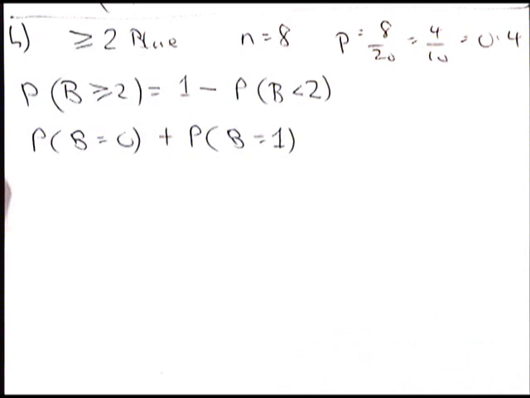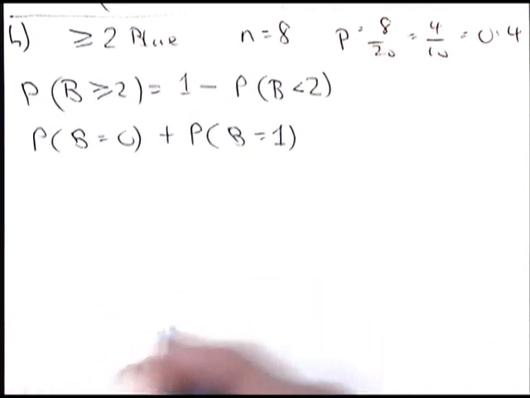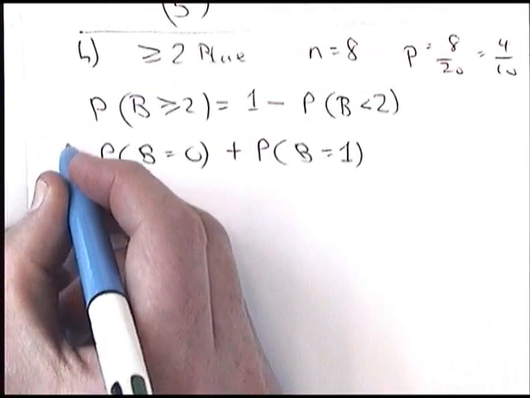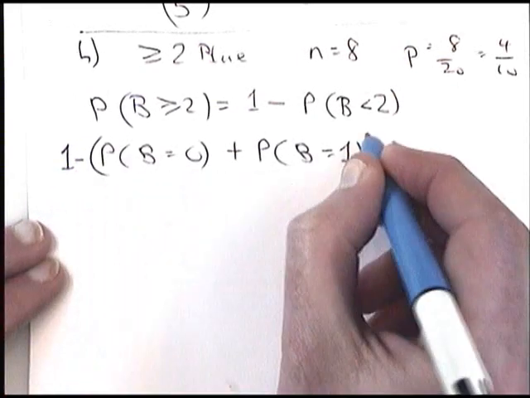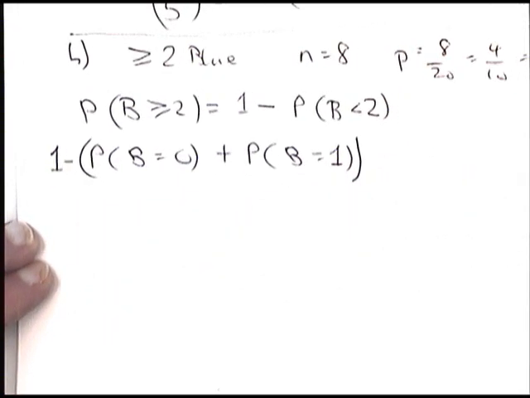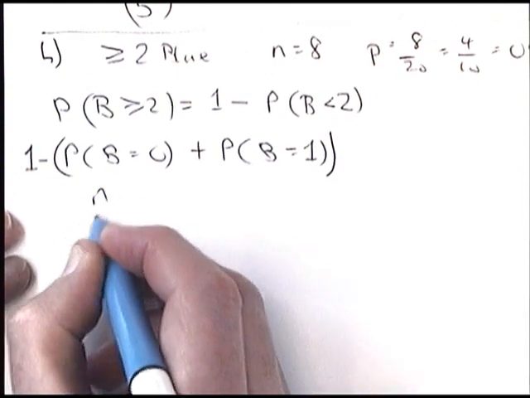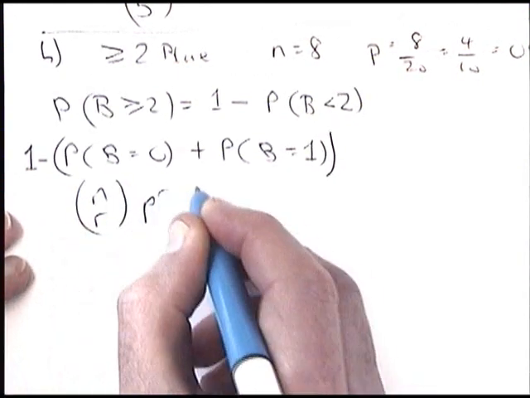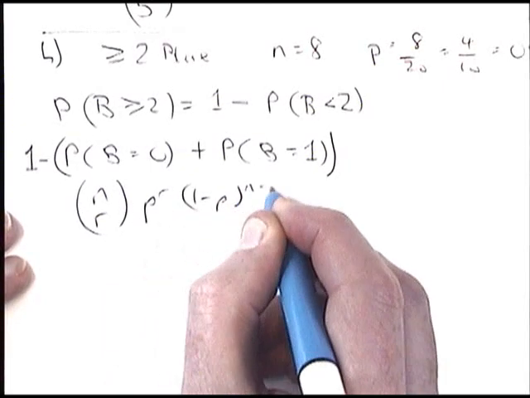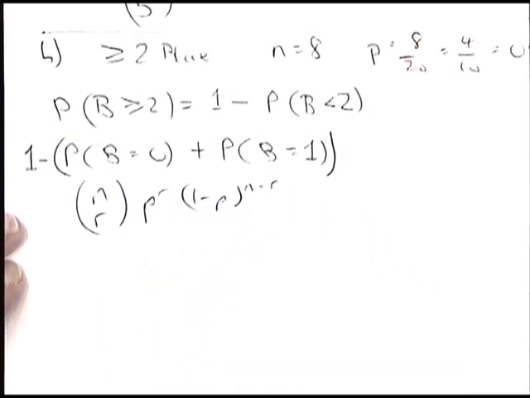So, then, once I've done that, remember I still need to take that away from 1. So I'll put that in here at the moment. It's 1 take away those two probabilities added together. So, using the formula we had earlier, which was n choose r, p to the r, 1 minus p to the n minus r, I'll work these out.